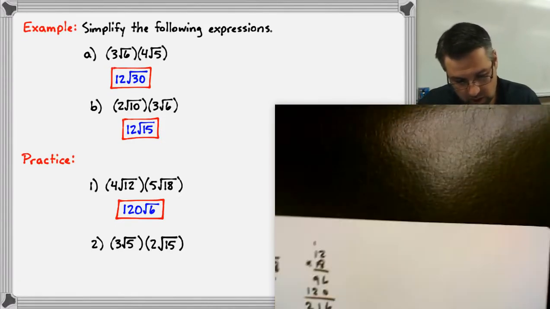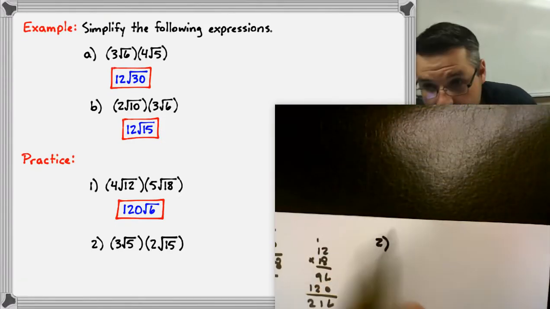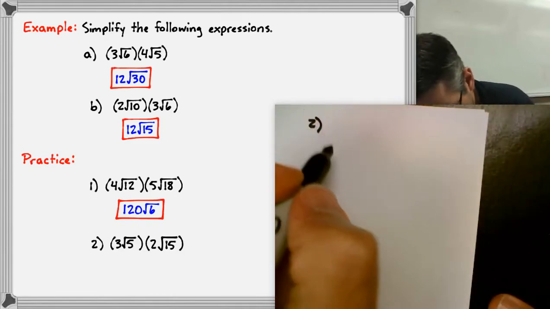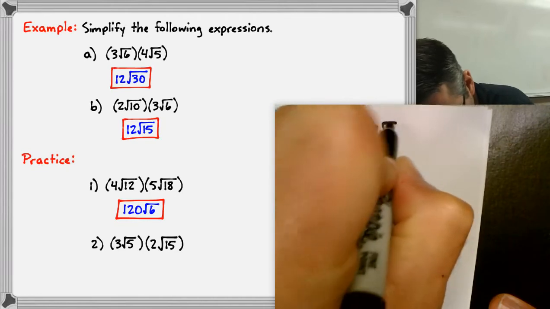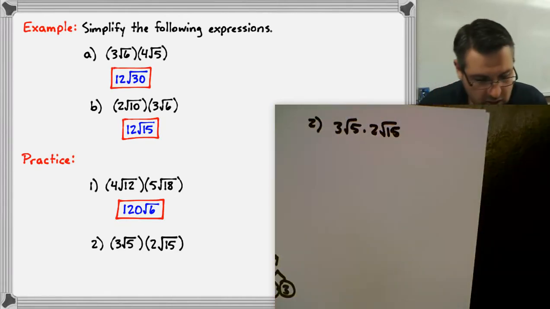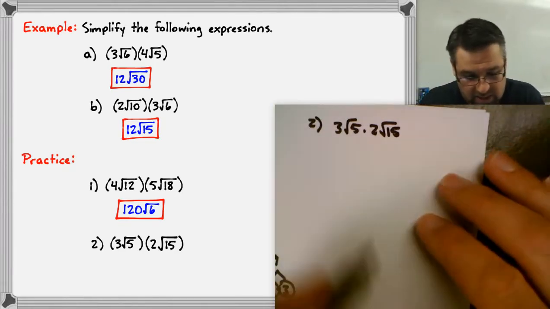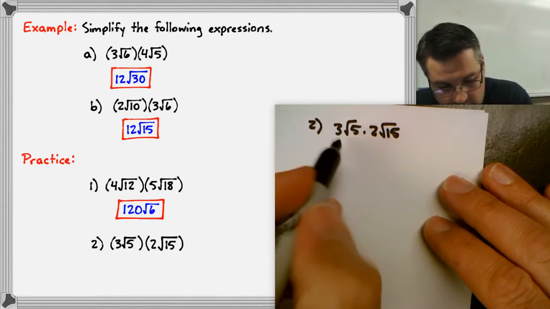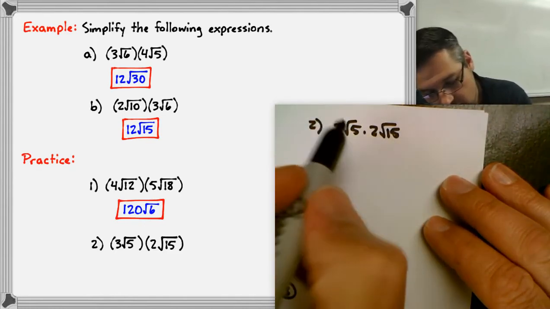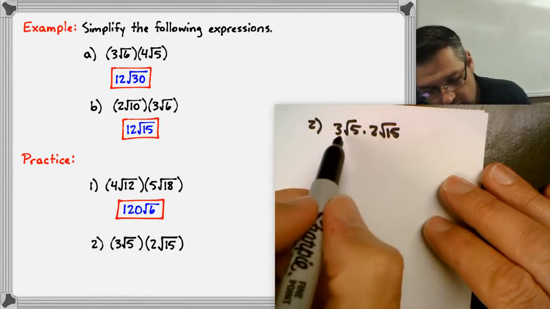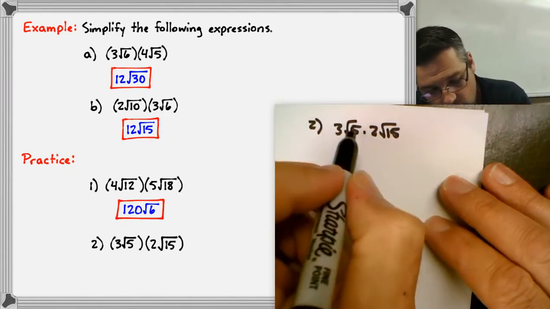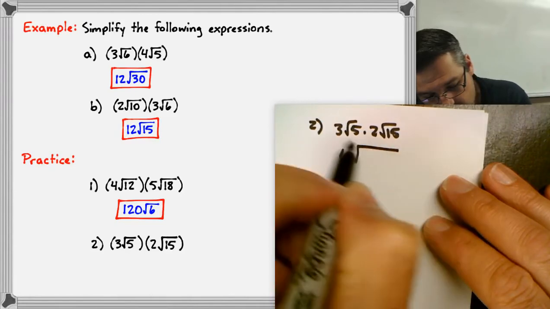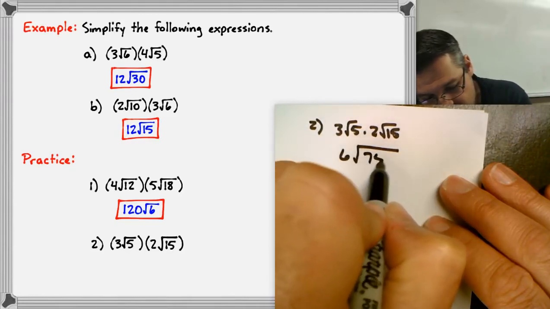All right, for the next one, number 2, we have 3 radical 5 times 2 radical 15. Now I'm going to shortcut this just a little bit. Instead of rewriting it so it says 3 times 2 times rad 5 times rad 15, I'm just going to multiply the 3 times the 2. 3 times 2 is 6. And then rad 5 times rad 15, well, that's rad 75.